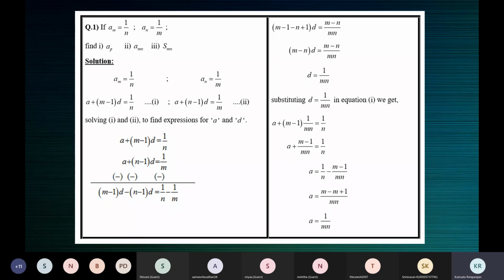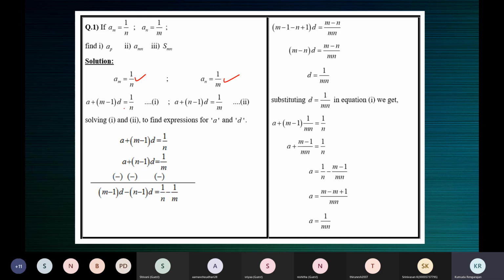So when it's given in words, we'll first convert it to symbols like this. The mth term is 1 by n, the nth term is 1 by m. The mth term means a plus (m minus 1) into d is equal to 1 by n. And the nth term means a plus (n minus 1) into d is 1 by m. So now we have two equations. We'll have to solve the two equations to find the expressions for a and d.